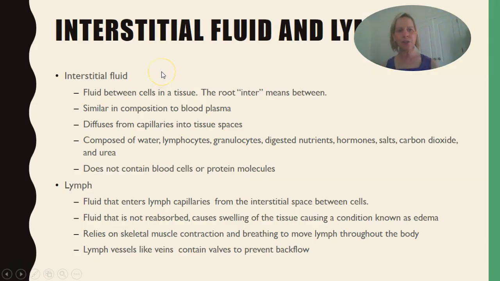Now, interstitial fluid and lymph are basically the same thing. Interstitial fluid is fluid between cells in a tissue, and the root inter means between. Intra means inside, but inter means between. It's similar in composition to blood plasma. It does not, though, contain blood cells or protein molecules. So this is similar to plasma, but it doesn't have blood cells and it doesn't have protein.